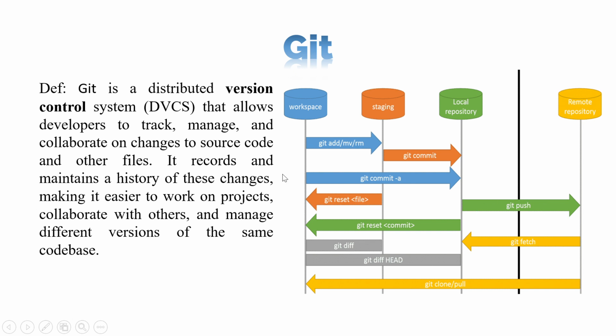If we want to add all the changes, we can use git commit -a, or for some of the changes we can use git add. We can reset the changes from the staging, and if we push into the remote repository, we can revert the changes. Those commands we can discuss in a later session of this video.